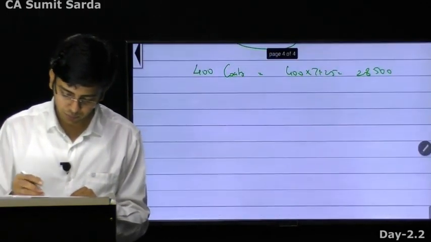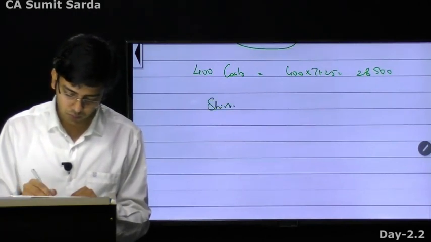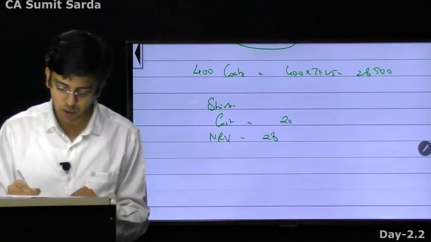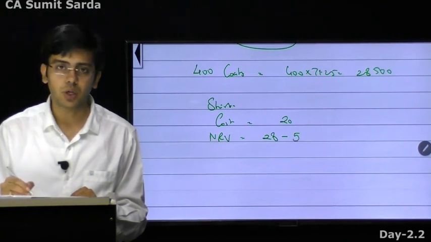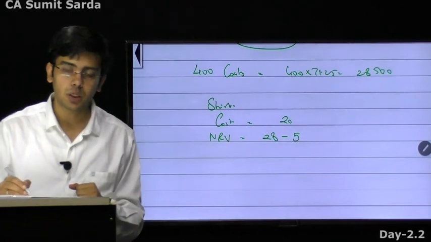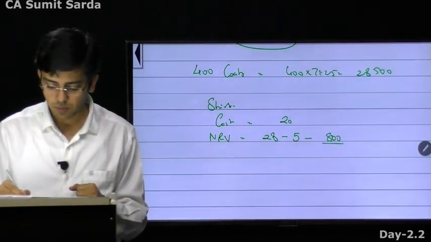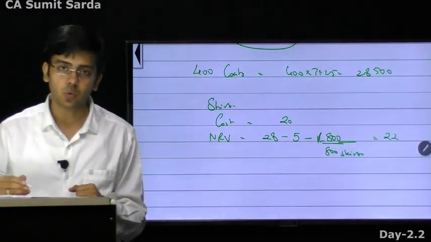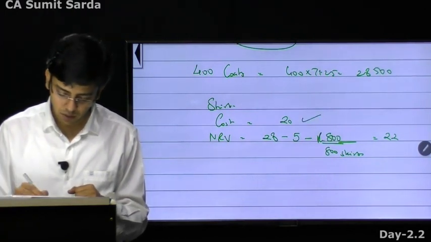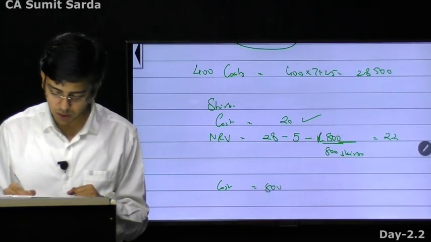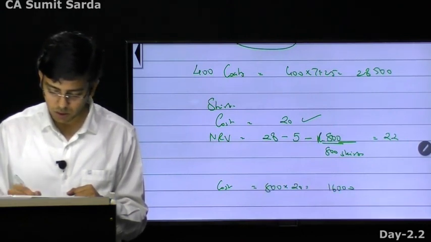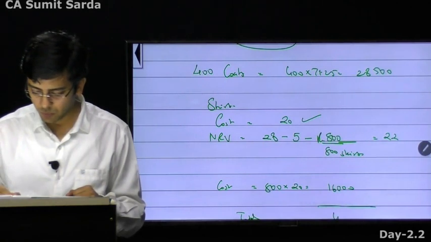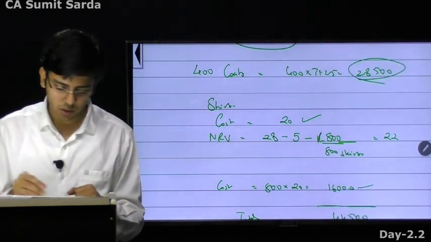So now we'll write down for skirts. Cost is 20. NRV is selling price 28 minus further processing cost 5. We are not going to add this rework cost to 20 rupees. This is abnormal in nature. Minus cost of sales, so this is 800 divided by 800 skirts, 1 rupee. So that makes it 22. Whichever is lower, 20. So cost will be 800 skirts into 20, 16,000. If I take the total, we get 44,500, the cost 28,500 and the 16,000.